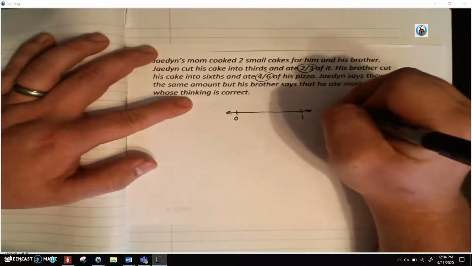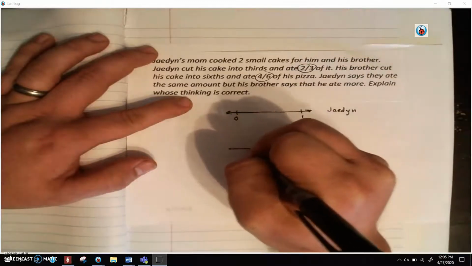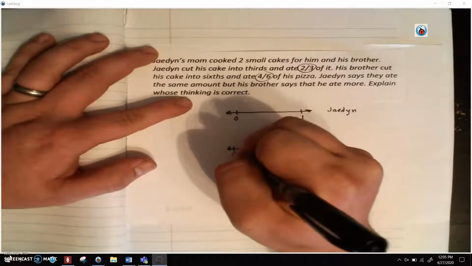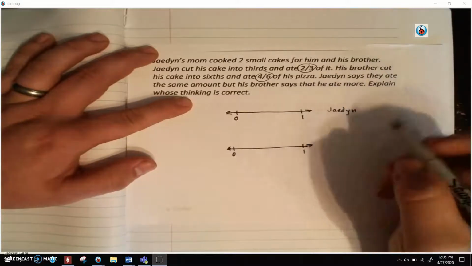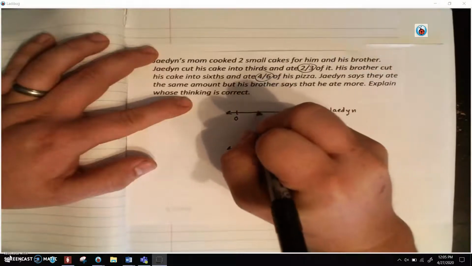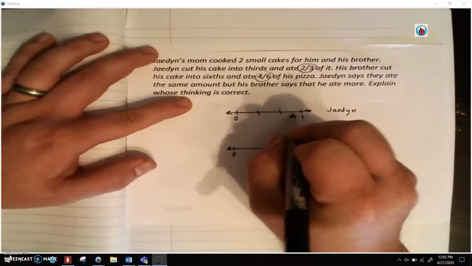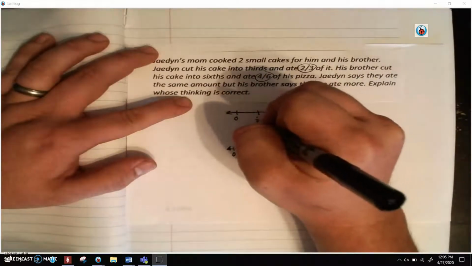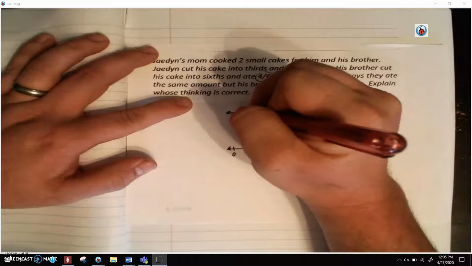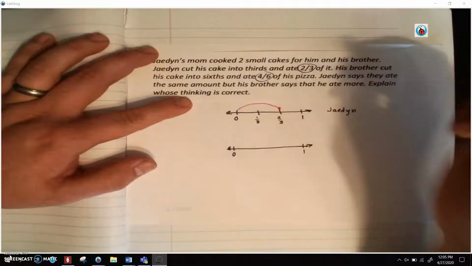So we'll say this is Jaden's cake right here. And then we'll do his brother's. Make sure they are the same size. There's 0 and 1. Alright, so Jaden ate 2/3. So I need to split this into thirds. That'd be 1/3, 2/3, 3/3. I'm also going to label them 1/3, 2/3, 3/3 is 1. So Jaden ate this much. So Jaden will be right here.